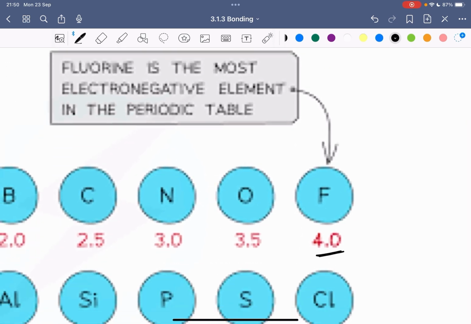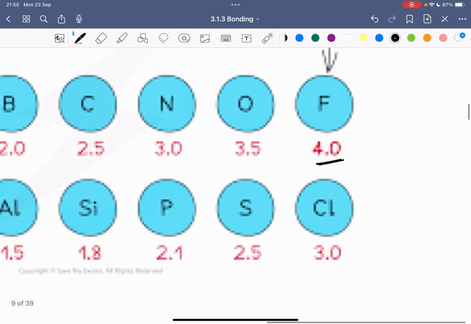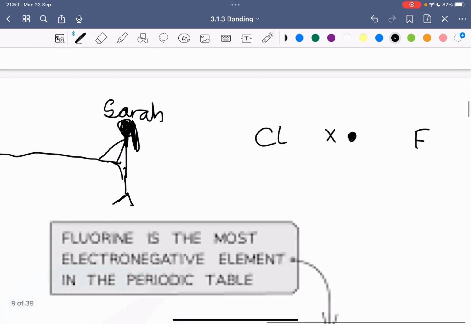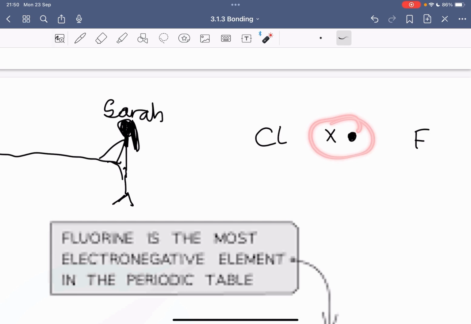Now, fluorine has a value of 4, okay, which is pretty strong. Chlorine has a value of 3, which is still pretty strong, but not as strong as fluorine, right? So these electrons here are going to move closer to fluorine, okay, like that. However, it's not so strong that this is an ionic bond now, okay? It's still a covalent bond, okay, because it's still kind of being shared with chlorine.